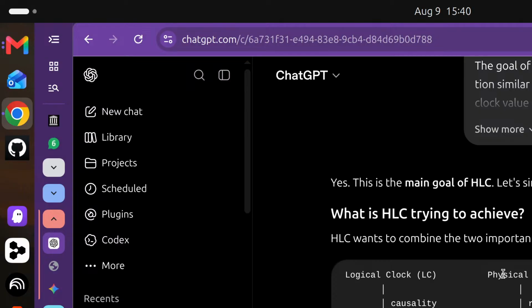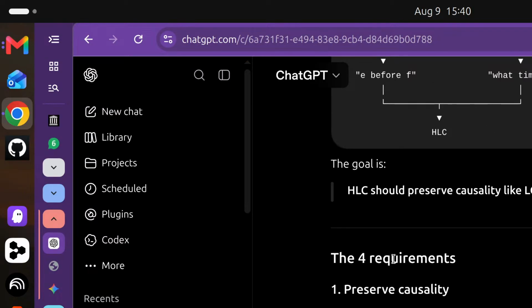This is the main goal of HLC. Let's simplify it. What is HLC trying to achieve here? HLC wants to combine two important properties: one is logical clock, the causality, E before F, and the other is physical time, real time. So the goal is that HLC should preserve causality like a logical clock while staying close to real NTP time, physical time. This is the main goal of it.